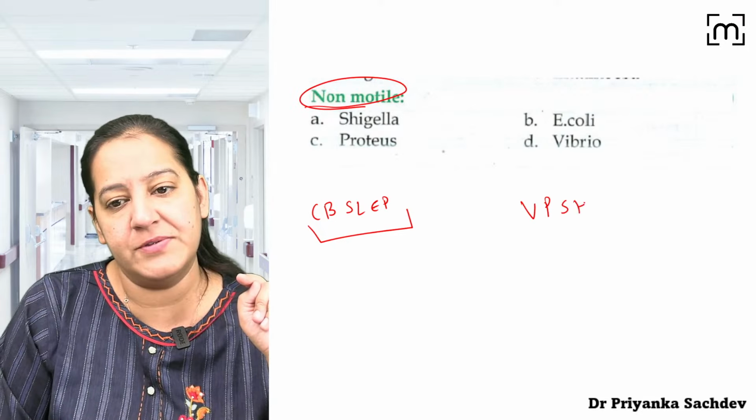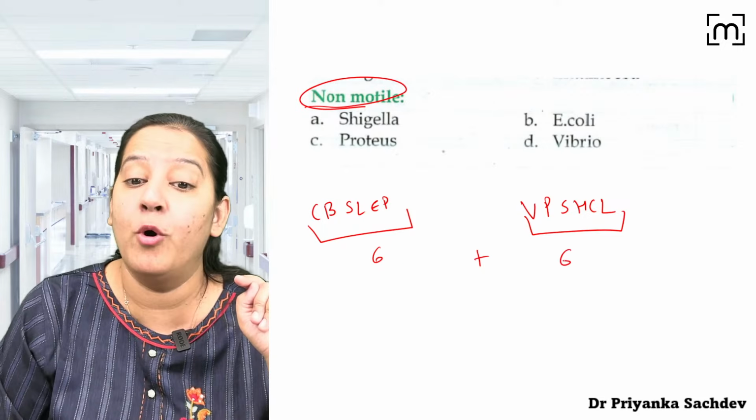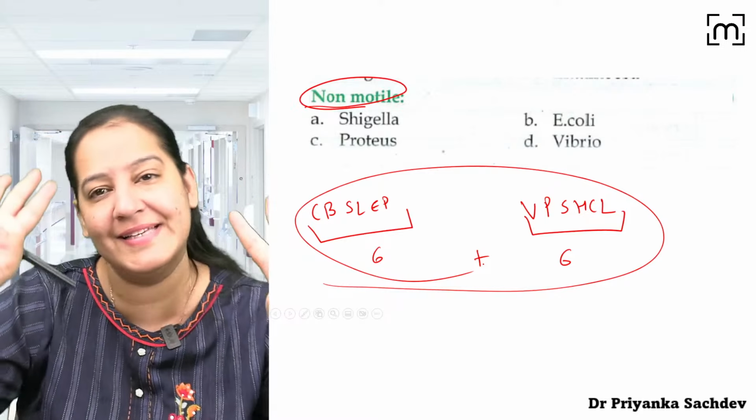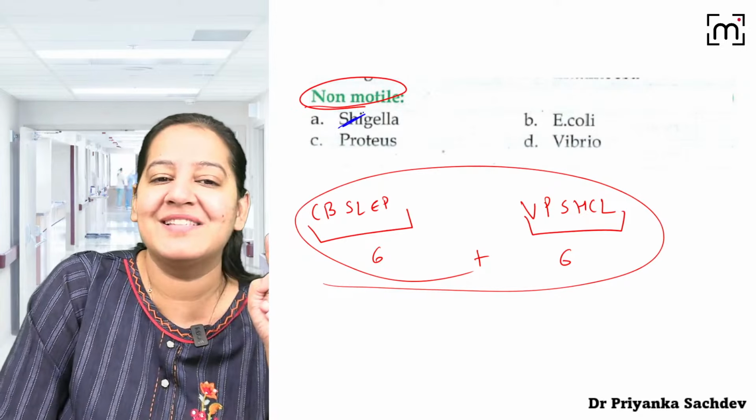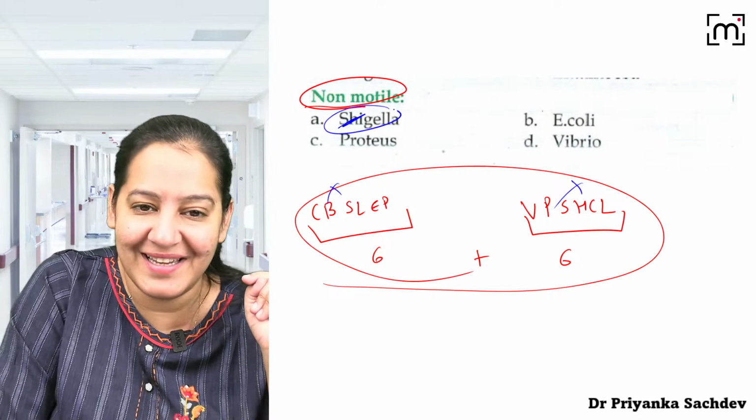Very protective solution HCl. These six are motile by polar flagella. So these 12 are motile, and except these 12, every one is non-motile. So can you help me in answering? Yes. So Shigella is coming nowhere. Of course, not here, not here. So the correct answer here is Shigella.